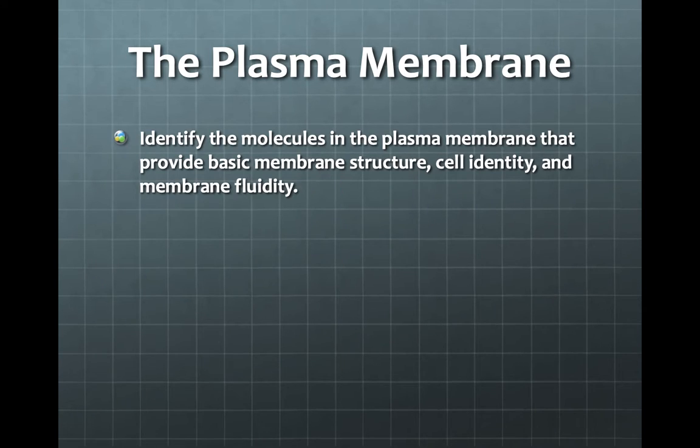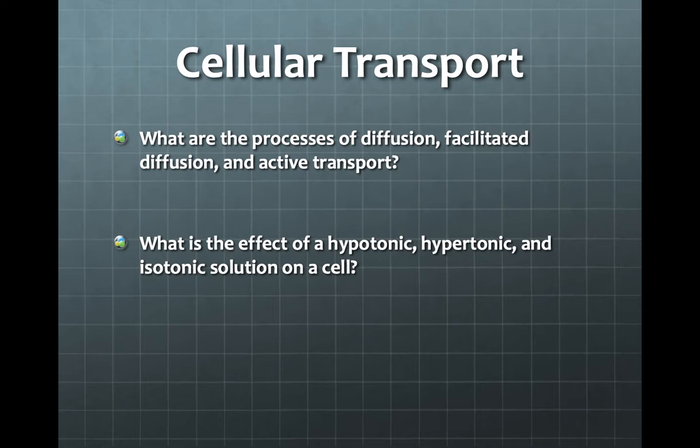Now we're going to be able to identify molecules in a plasma membrane that provide basic membrane structure, cell identity, and membrane fluidity. So now we're going to talk about cell transport. So 2 questions you'll be able to answer are: what are the processes of diffusion, facilitated diffusion, active transport? What is the effect of hypotonic, hypertonic, and isotonic solutions on a cell?